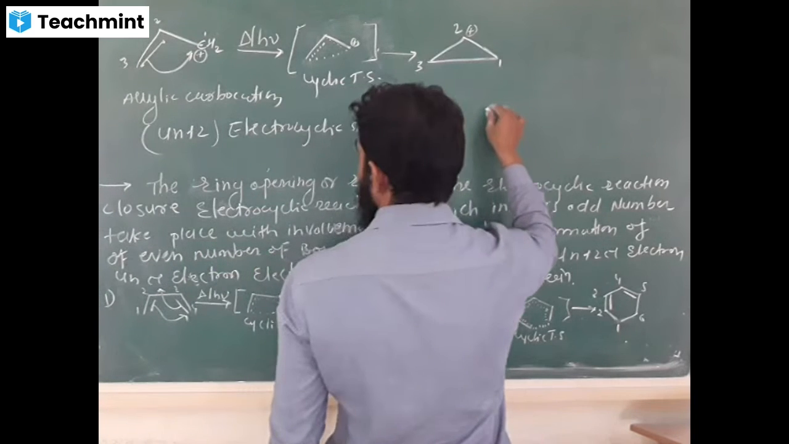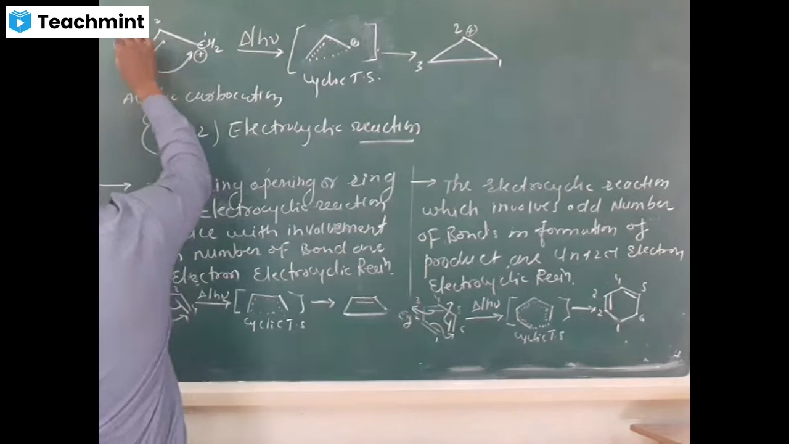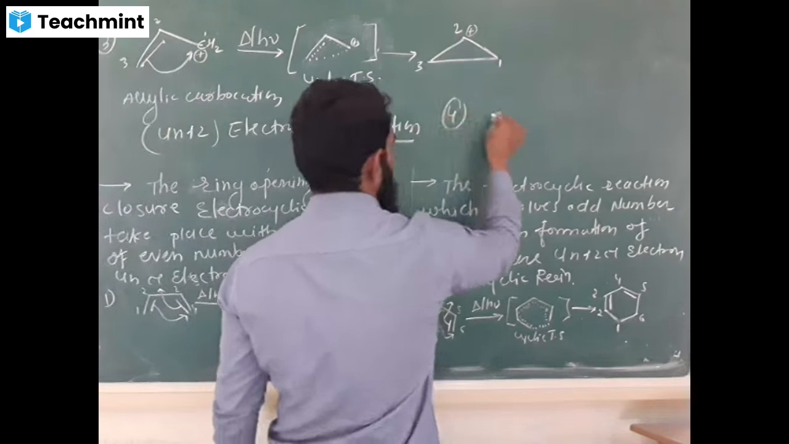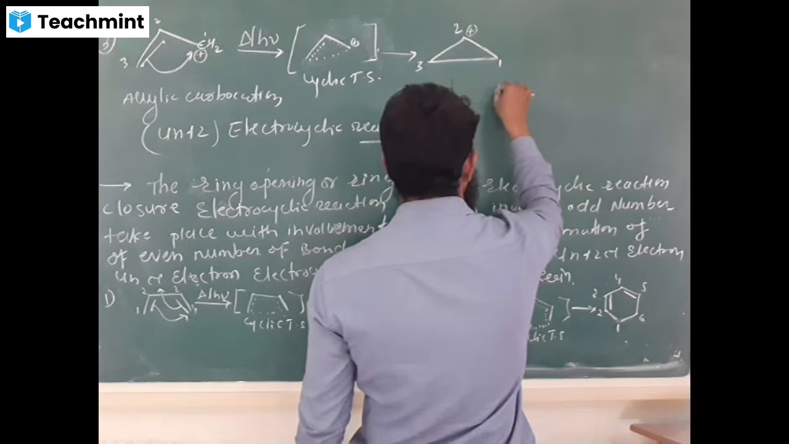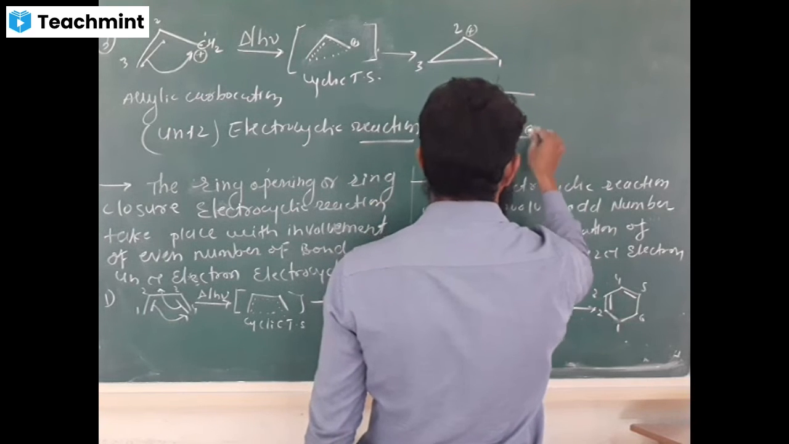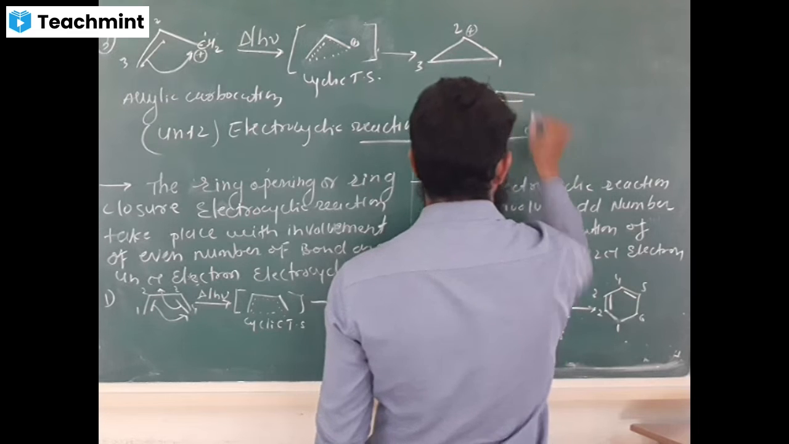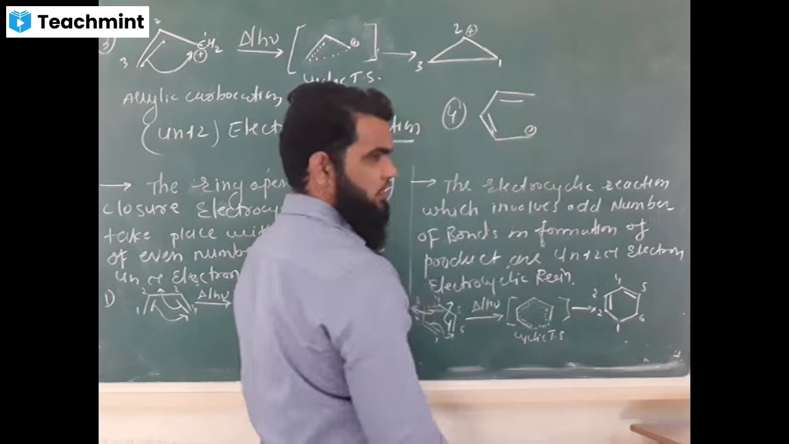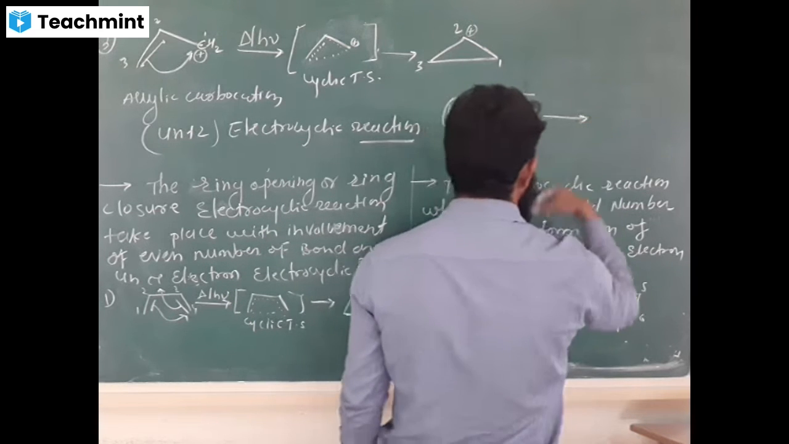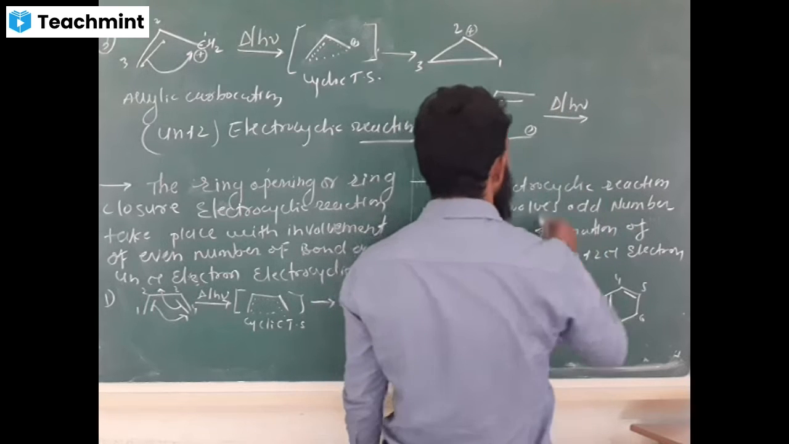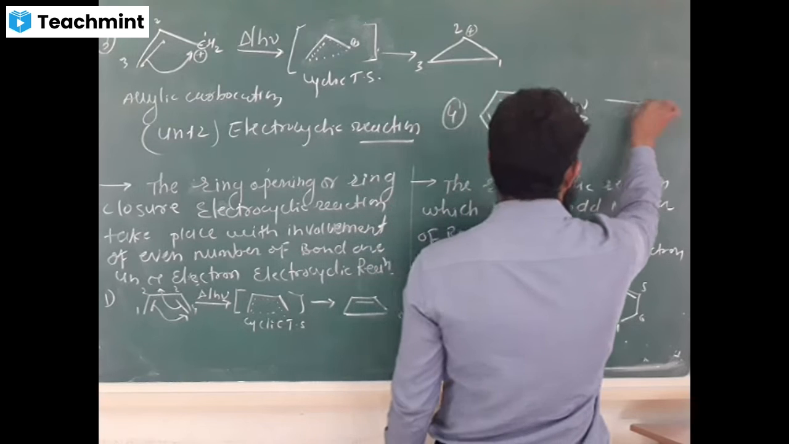If I write another example, for example here this is a double bond, single bond, single bond, double bond. Here a negative charge, double bond and double bond. Continuous unsaturation is there, and I am directly writing the product here. If I heat it and supply light radiation to this, then what happens? Here we will get this product.